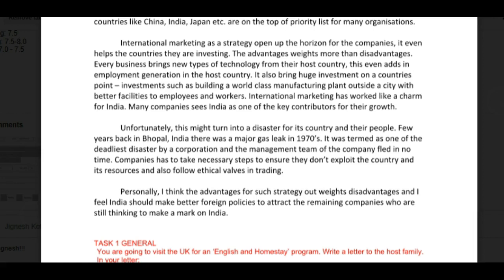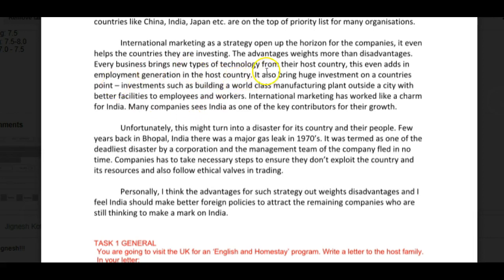Every business brings new types of technology from their host country, and this even adds in employment generation. This even adds to the generation of new employment in the host country. That's how you say this. It also brings, with an S, huge investments. I don't know what this means. On a country's point. I have no idea what this means, really. Investments such as building a world-class manufacturing plant outside a city with better facilities to employees and workers. International marketing has worked like a charm for India. Many companies see India as one of the key contributors for their growth.